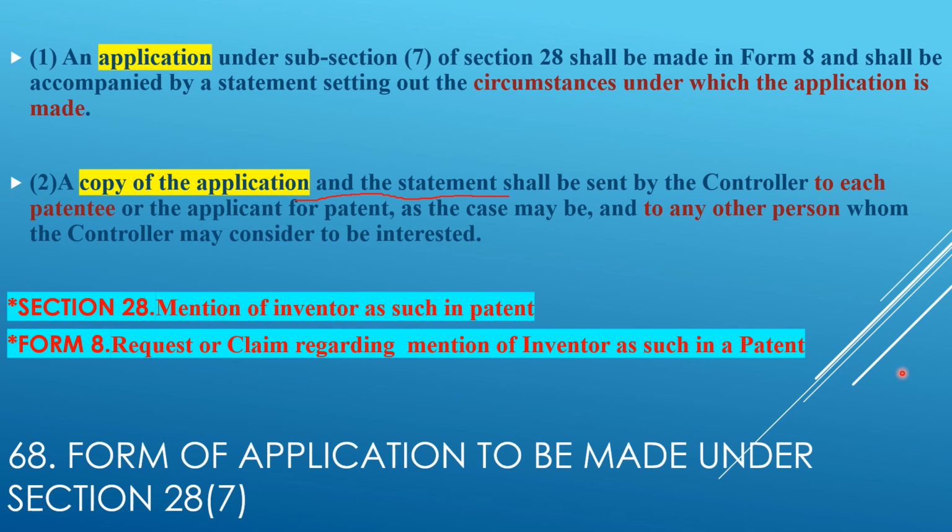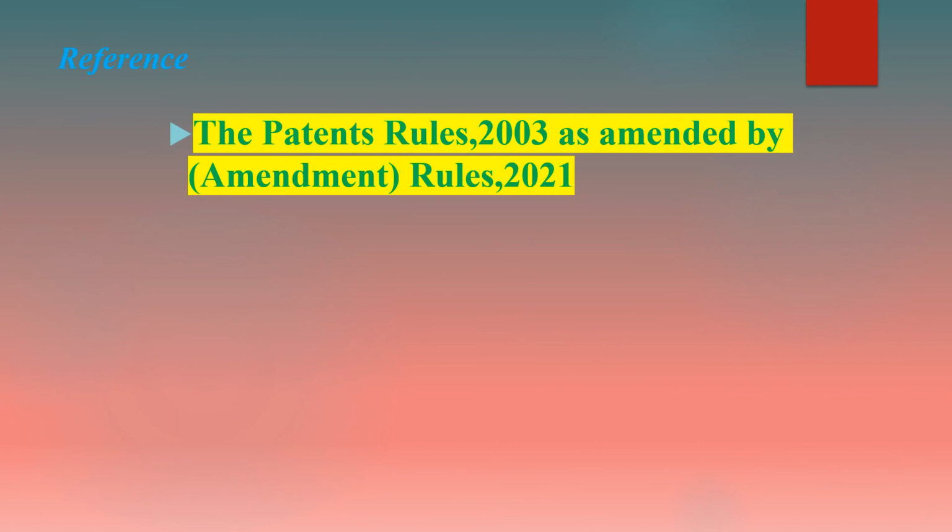Fine. So this way all the rules, that means rule number 66, rule number 67 and rule number 68 are completed. Okay. The reference is the patent rule. The reference is the patents rules 2003 as amended by amendment rules 2021.